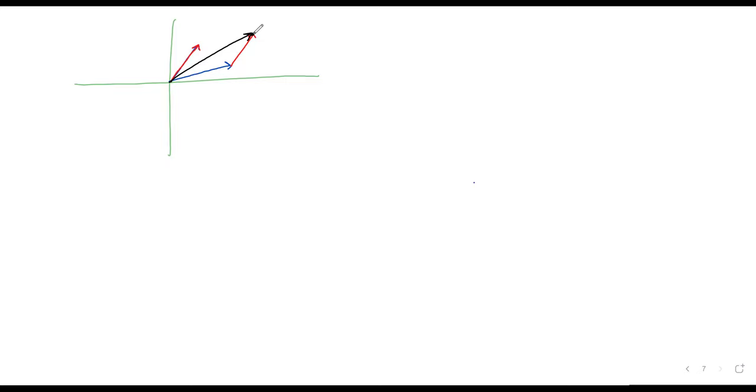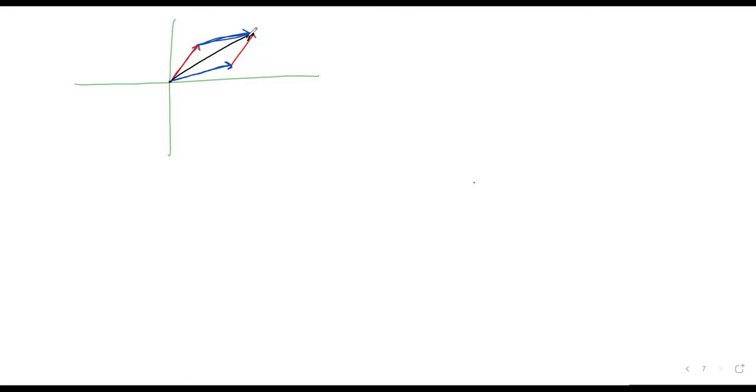What I was starting to say was that vector addition is commutative, and that's reflected here by the fact that if we take this vector and we move it so it begins where the other vector ends, we wind up in exactly the same place.